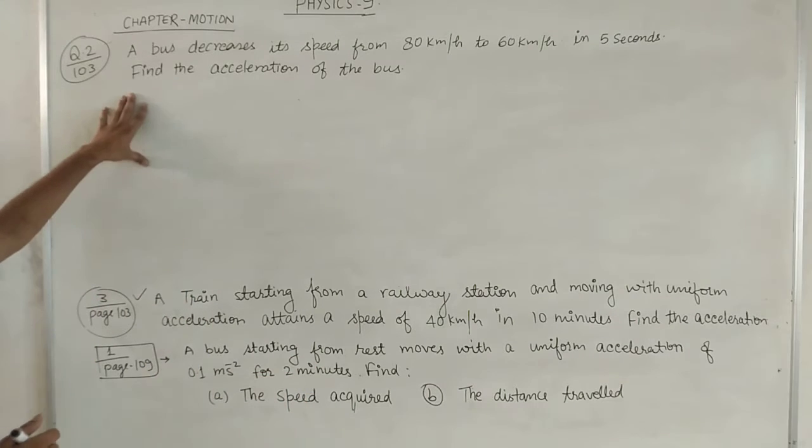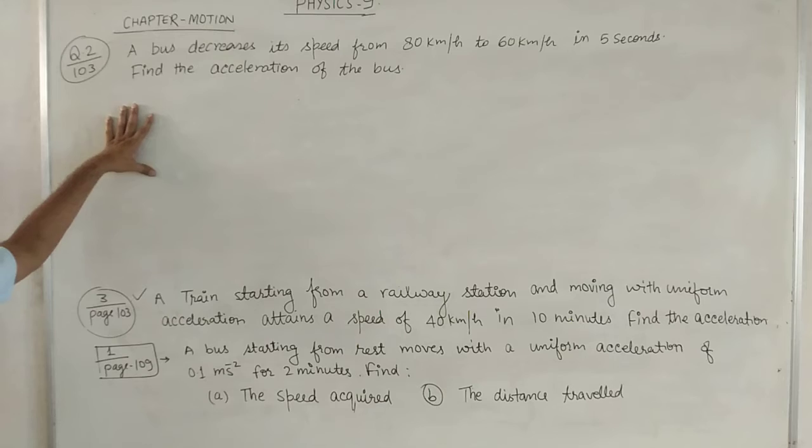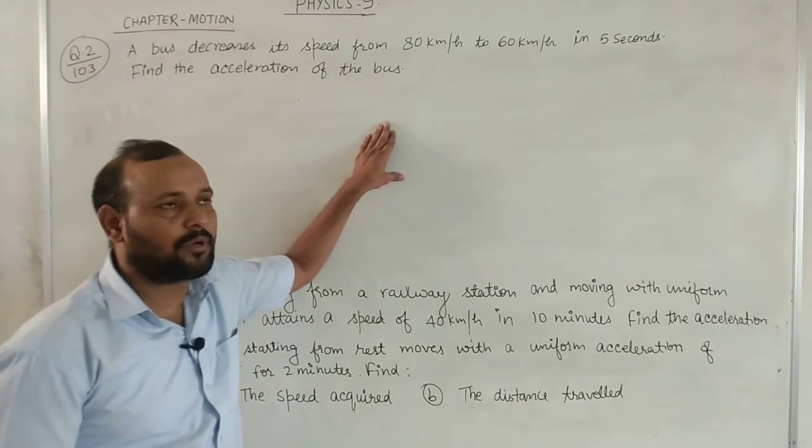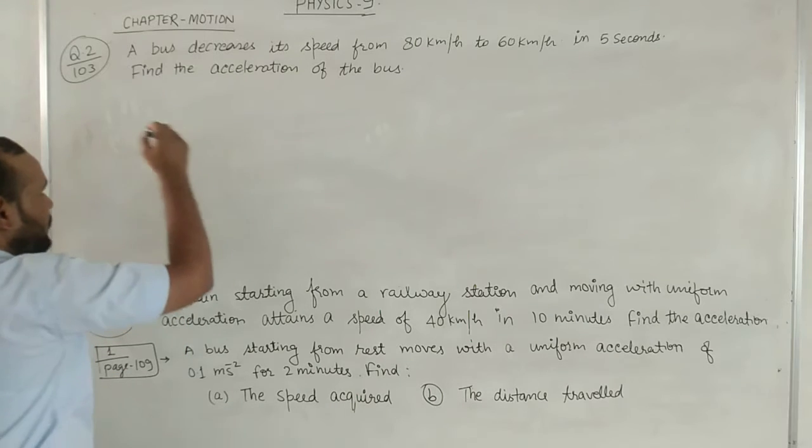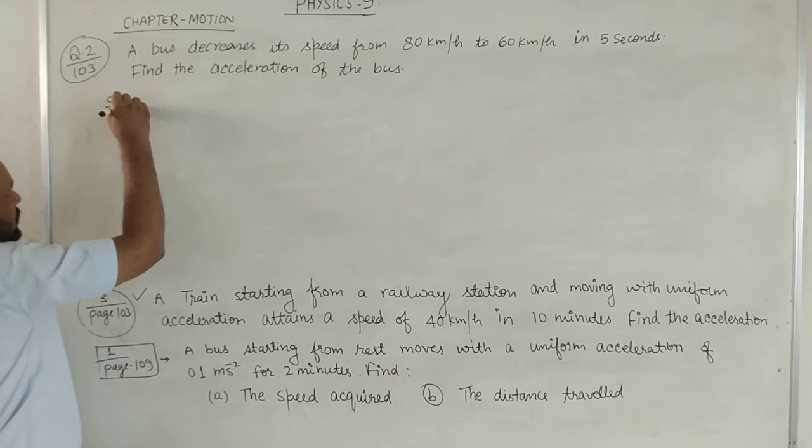Here is a problem. A bus decreases its speed from 80 km per hour to 60 km per hour in 5 seconds. Then find the acceleration of the bus. The solution is here.